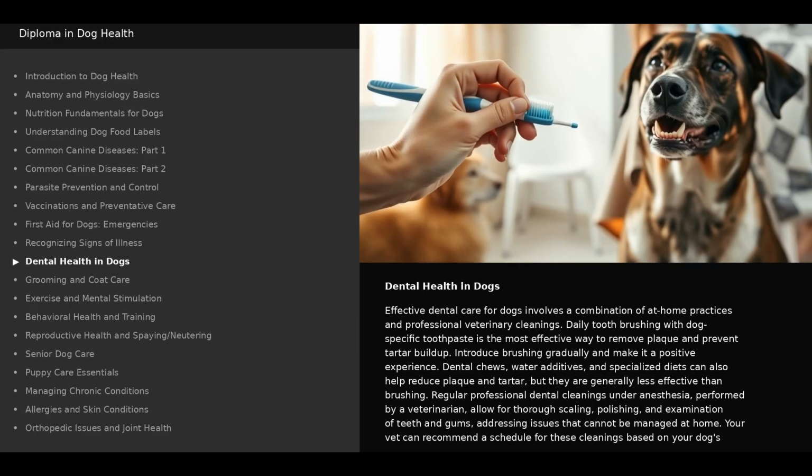Regular professional dental cleanings under anesthesia, performed by a veterinarian, allow for thorough scaling, polishing, and examination of teeth and gums, addressing issues that cannot be managed at home. Your vet can recommend a schedule for these cleanings based on your dog's individual needs. Prioritizing dental health contributes significantly to a dog's comfort and longevity.